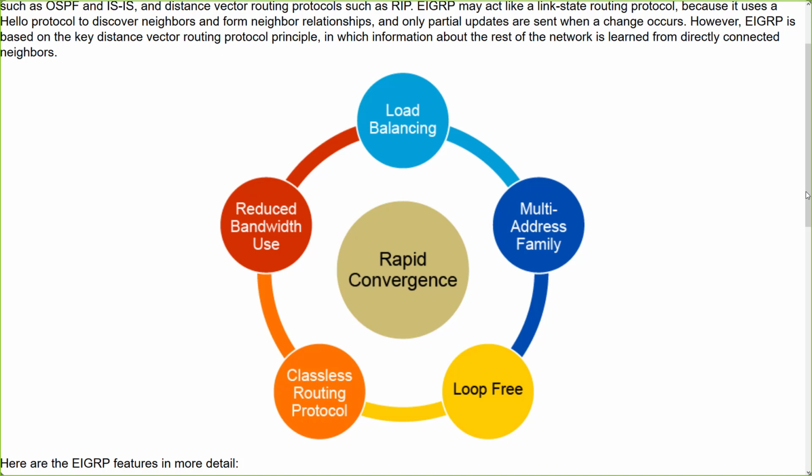EIGRP was written after the classless interdomain routing RFC was published, which means that when they developed EIGRP, they made it a classless routing protocol. What does that mean from a usability perspective? It means that EIGRP uses, or advertises, I should say, subnet mask information along with the routing updates.